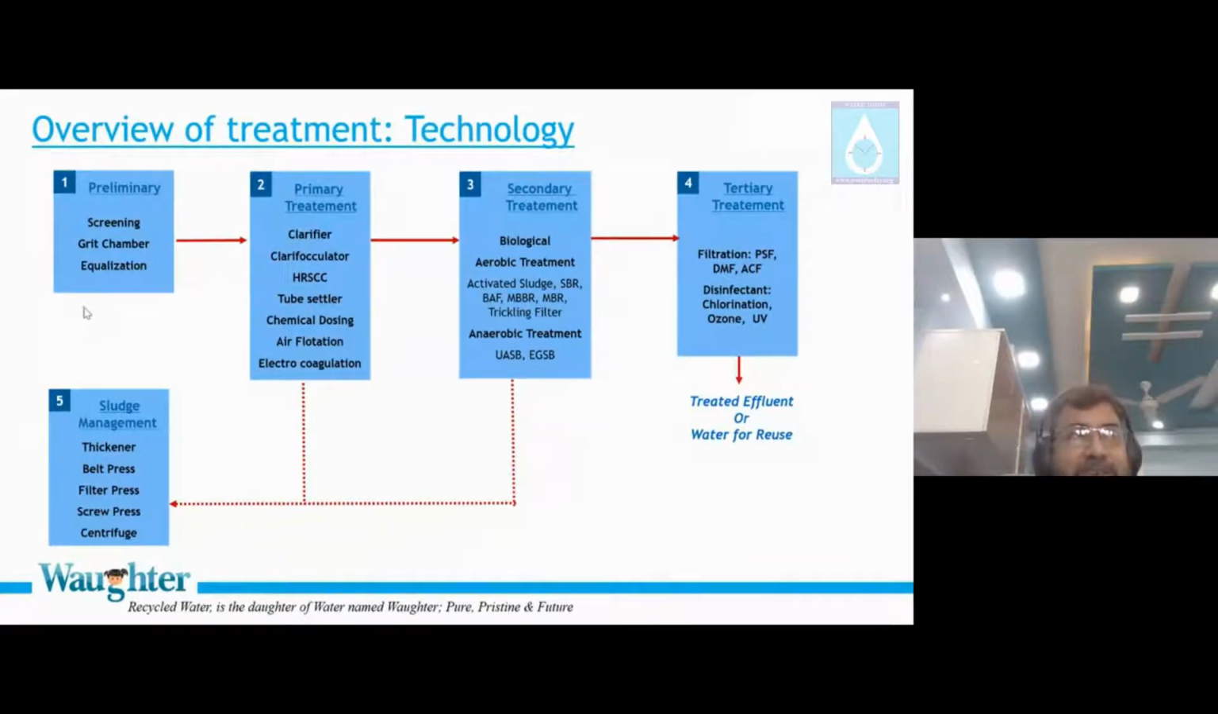Some waste material. Preliminary treatment will also produce things like plastic bottles and sand and grit and all that. But it's not sludge. And you will produce sludge, and sludge can be managed by various technologies. So this is an overview of the technology.